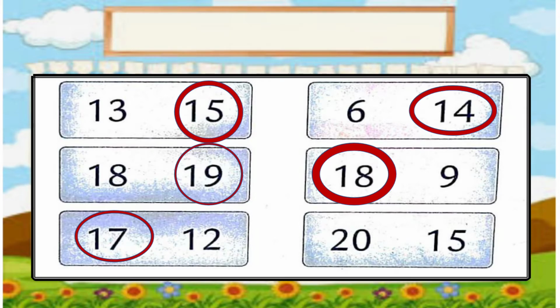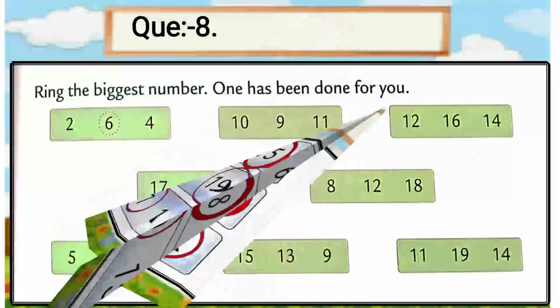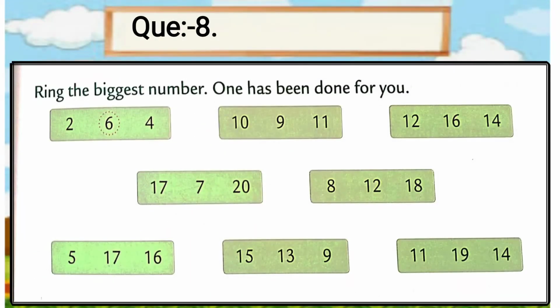Then after we have 20 and 15. Number 20 is the bigger number. So this was the quick revision of how to find out the bigger number. Now let's see how to find out the biggest number.